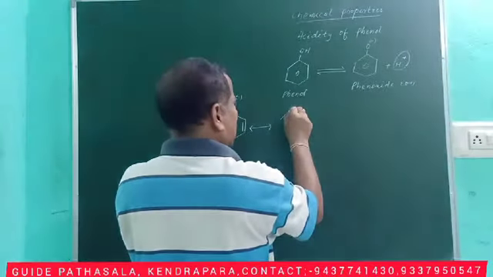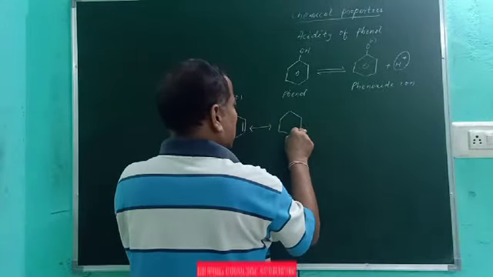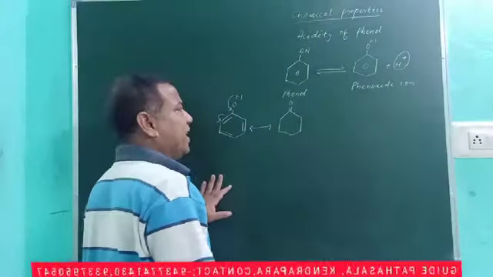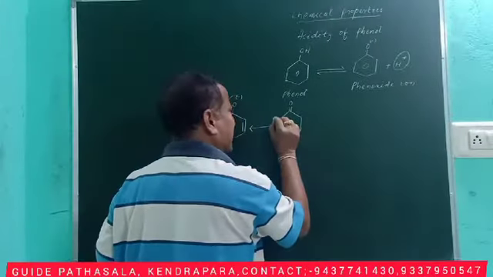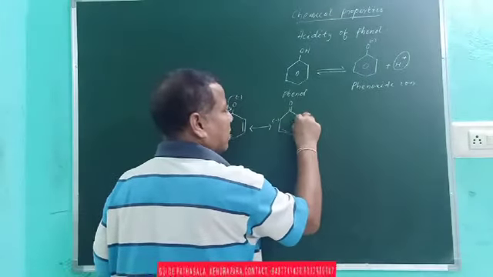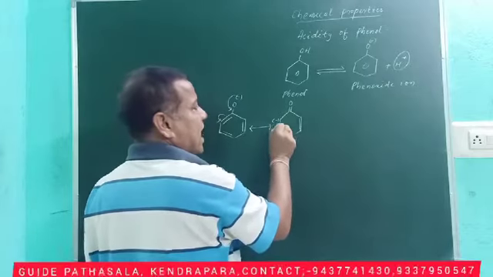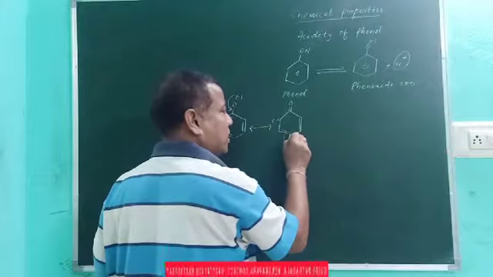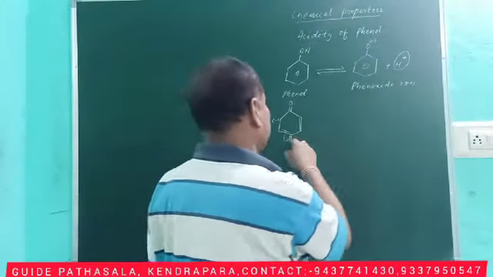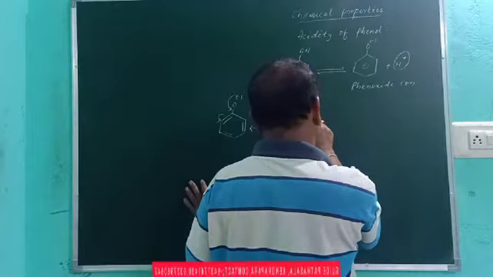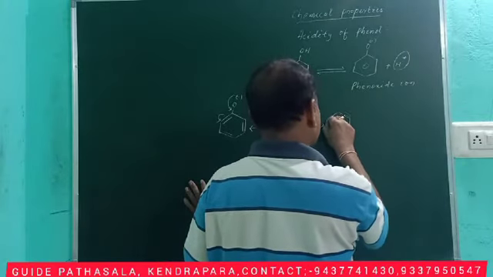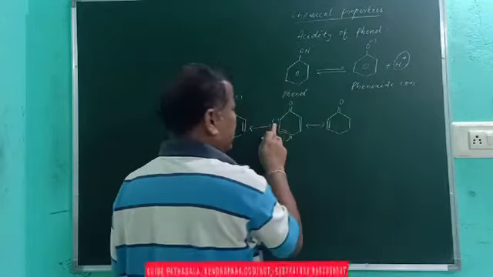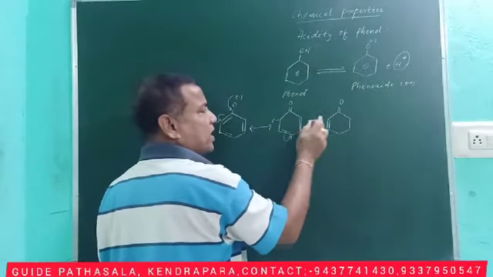Now, this becomes, after resonance, a double bond formed between benzene and the oxygen atom, and a negative charge is created here. As it is a negative charge, this part should be positive, as the electron should shift to this position. A double bond is formed; minus and plus indicate a double bond.